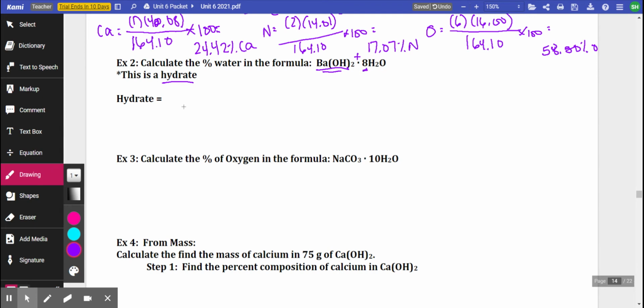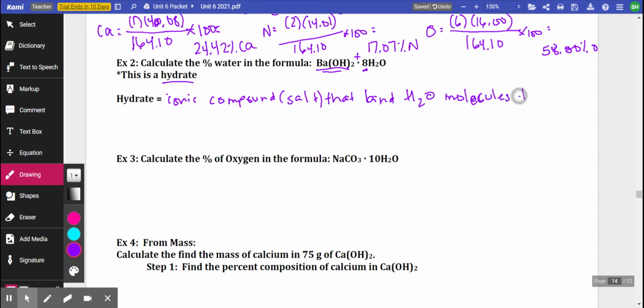Okay? So a hydrate is an ionic compound, or also known as a salt, that binds a certain number of water molecules to its crystals.